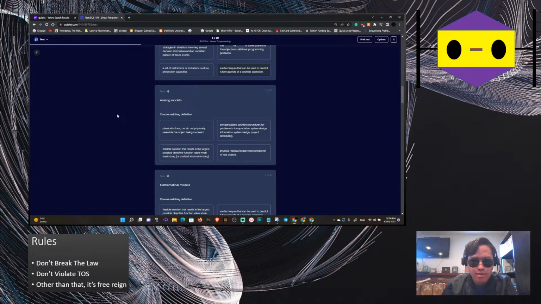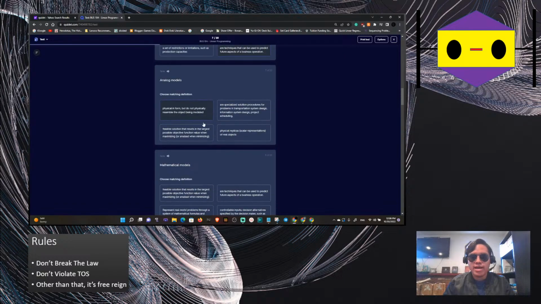Analog, yeah, this is a definition again. Physical in form but do not physically resemble the object being modeled, correct? I'm not sure about this one. If you're not sure, can you explain to me why the other ones seem to also be potential answers? First of all, I don't know what analog means right here. Analog means you can hold it, you can manipulate it. It's physical. Okay, it's physical.